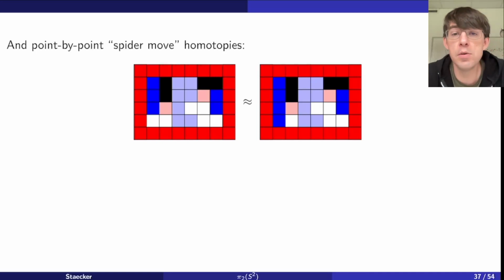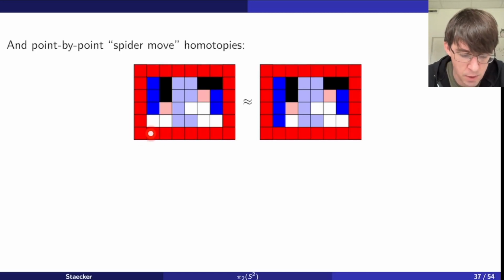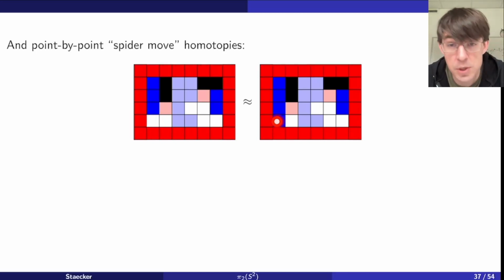The other move is a little more complicated, and that's what they call spider move homotopies, or point-by-point homotopies. So this function over here is considered to be equivalent to this function over here. You might not be able to tell the difference, but what the difference is right here. See, this pixel, which is a white, has turned into a dark blue. You are allowed to change a function one point at a time. And the rule about how exactly you can change it, actually in this setting you can change it however you like. It's just that this point here, because it's next to these dark reds, you can't change that into a pink. But if you want to, you can change it into a dark blue. You also could not change it into a black, because if you make this a black, it'll end up next to a white, and that's not allowed.